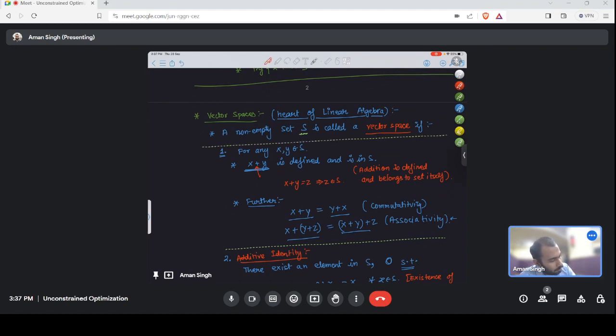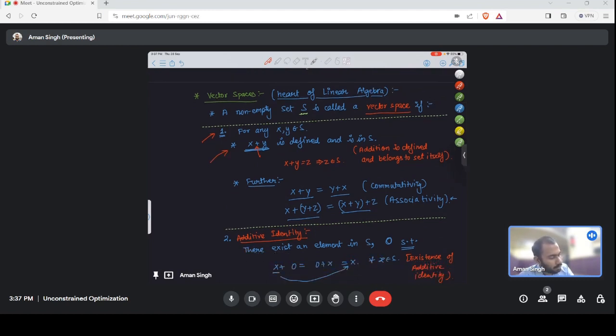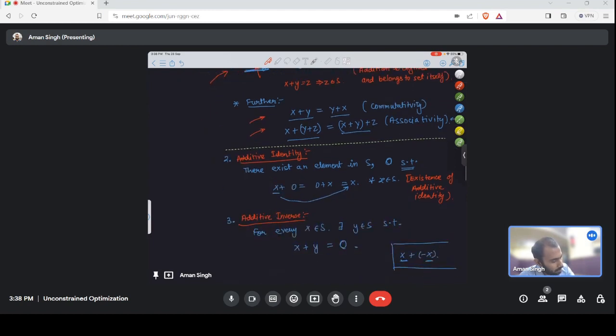First, it has some summation addition operation defined, and it follows commutativity and associative property. It has one additive identity in it. It also has some additive inverse in it.